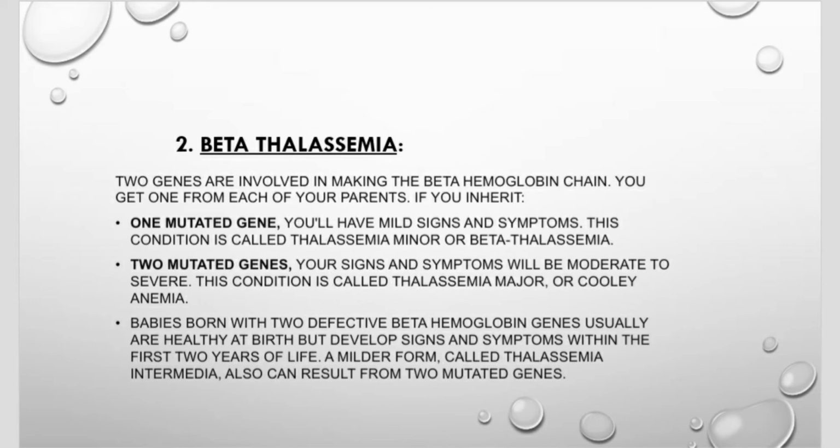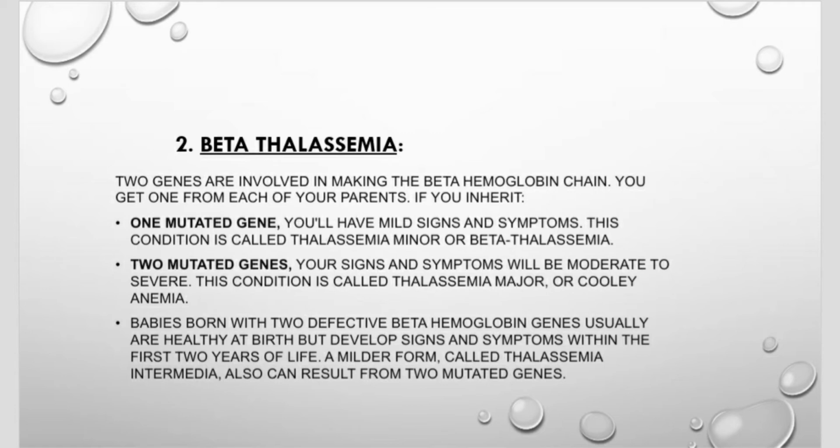If you inherit one mutated gene, you'll have mild signs and symptoms. This condition is called thalassemia minor or beta thalassemia. Two mutated genes, your signs and symptoms will be moderate to severe. This condition is called thalassemia major or Cooley anemia.